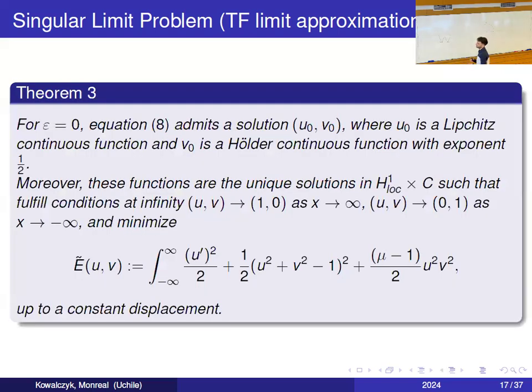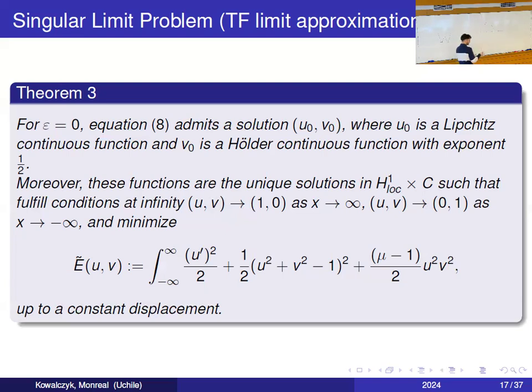And okay, these solutions are well known, but we haven't found that they are formally well characterized in terms of uniqueness. So here we write it down. Okay, the equation when epsilon is 0 admits a solution u0, v0, where u0 is Lipschitz, v0 is Holder continuous with this exponent. Moreover, these are the unique solutions in this set that fulfill the conditions at infinity and that minimize these functionals up to a constant displacement.